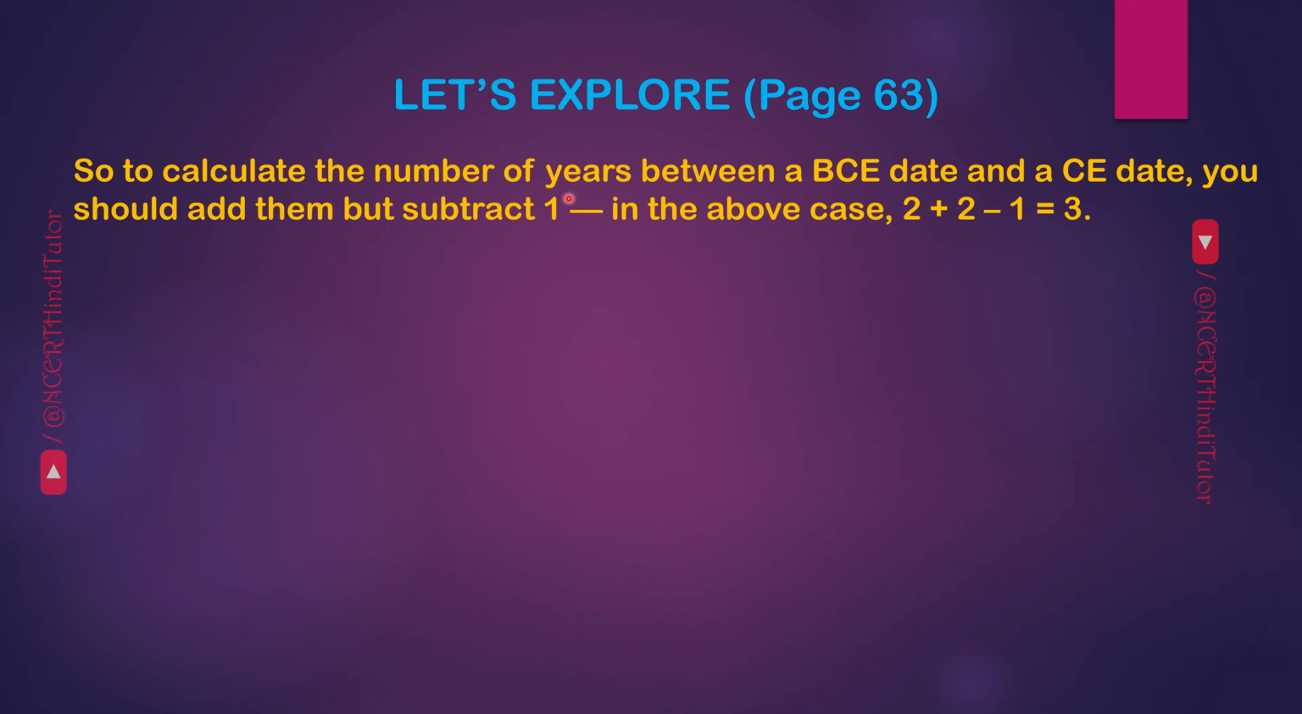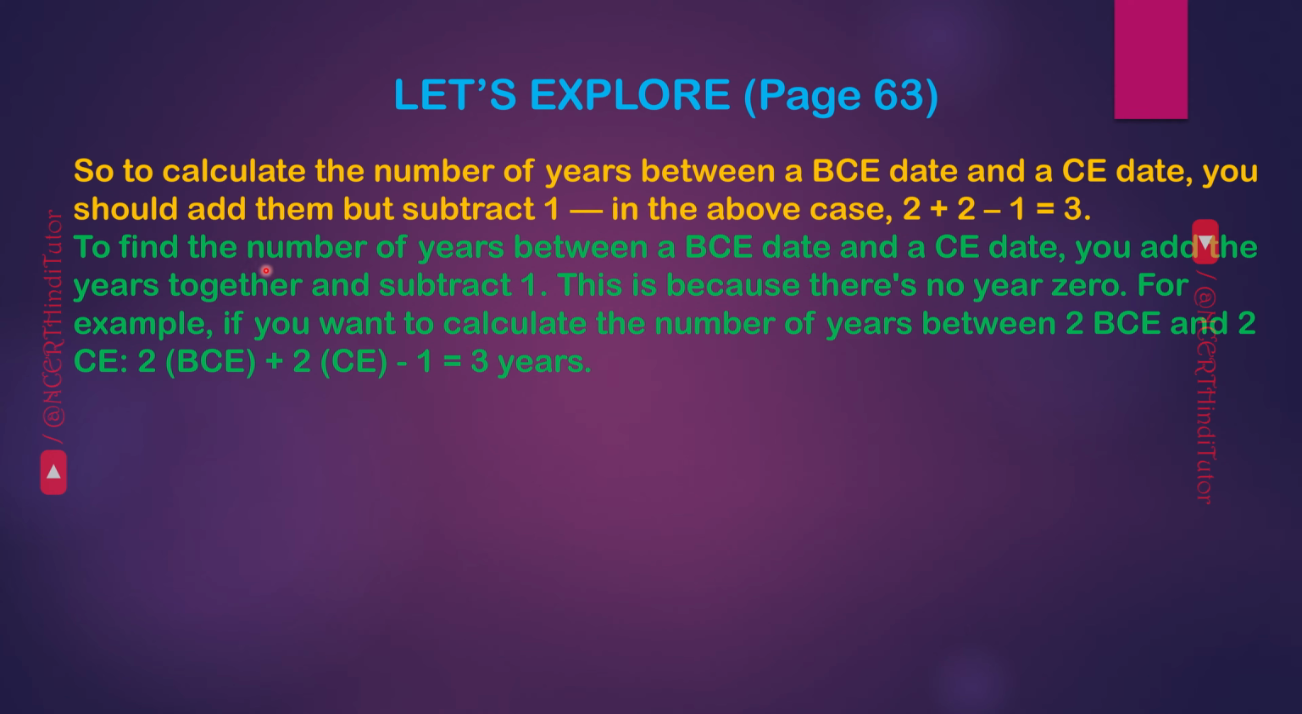So, to calculate the number of years between a BCE date and a CE date, you should add them but subtract 1. In the above case, 2 plus 2 minus 1 is equal to 3. To find the number of years between a BCE date and a CE date, you add the years together and subtract 1. This is because there is no year 0.